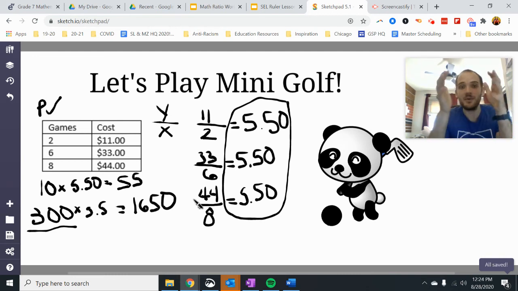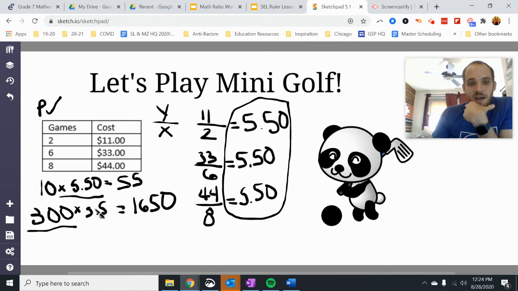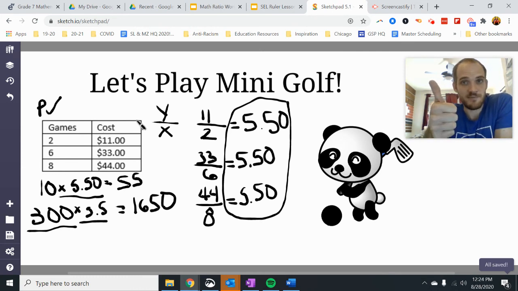Today, you're going to receive a table. You're going to decide if it's proportional, and then if it's proportional, you're going to be able to answer the follow-up question. If it's not proportional, then you can't use the multiply by $5.50 or the multiply by the value shortcut, and so you won't be able to answer that question today. Is it proportional? And then use that to solve new problems.